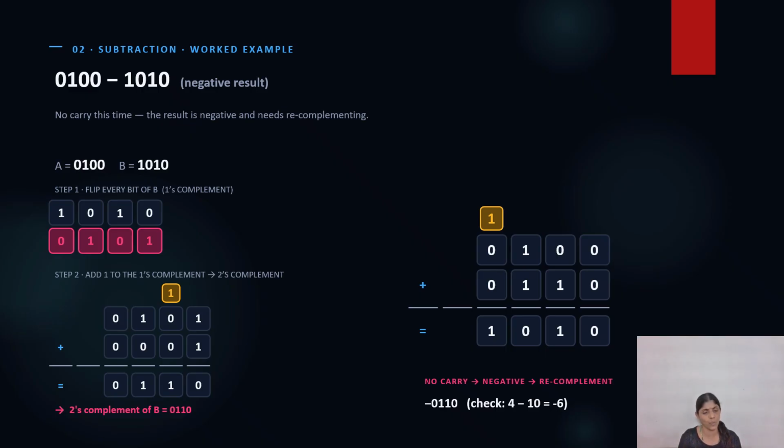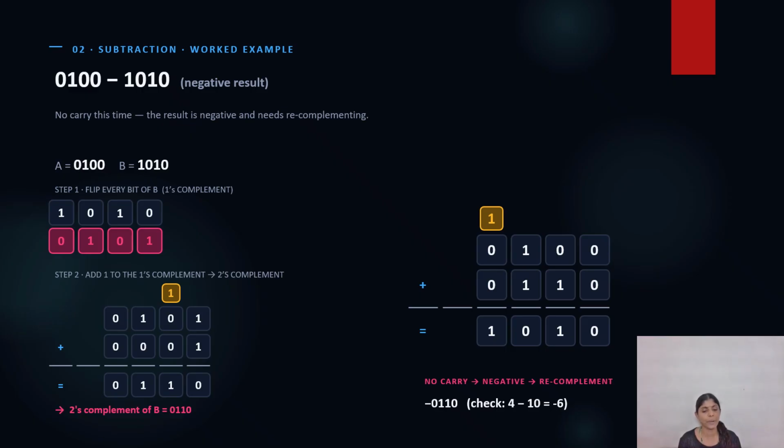So 1 plus 1, 1, 0. I mean the sum is 0, carry is 1. 1 plus 0, 1, which is available in the third column. 0 plus 0, it is 0. So what is the resultant you got? The 2's complement of B, 0110. Right? What is your third step?